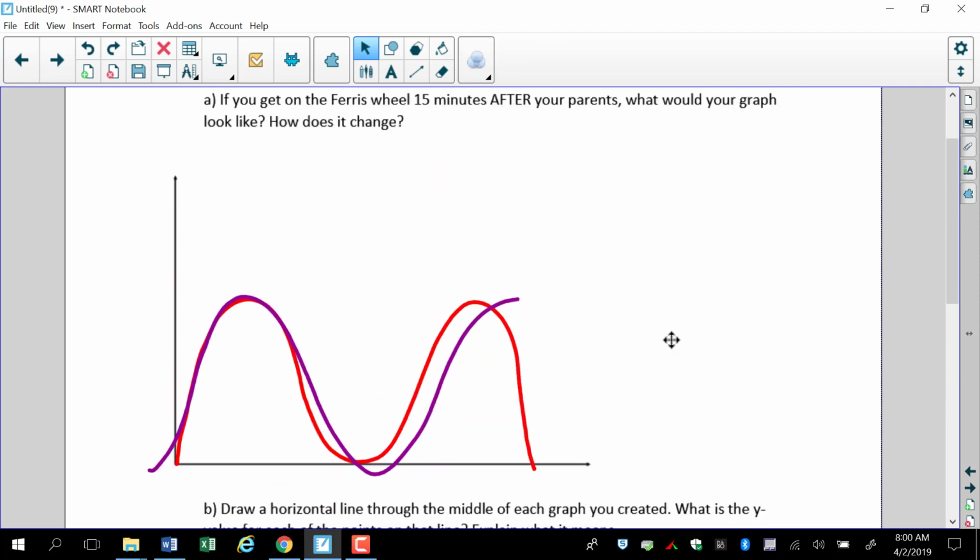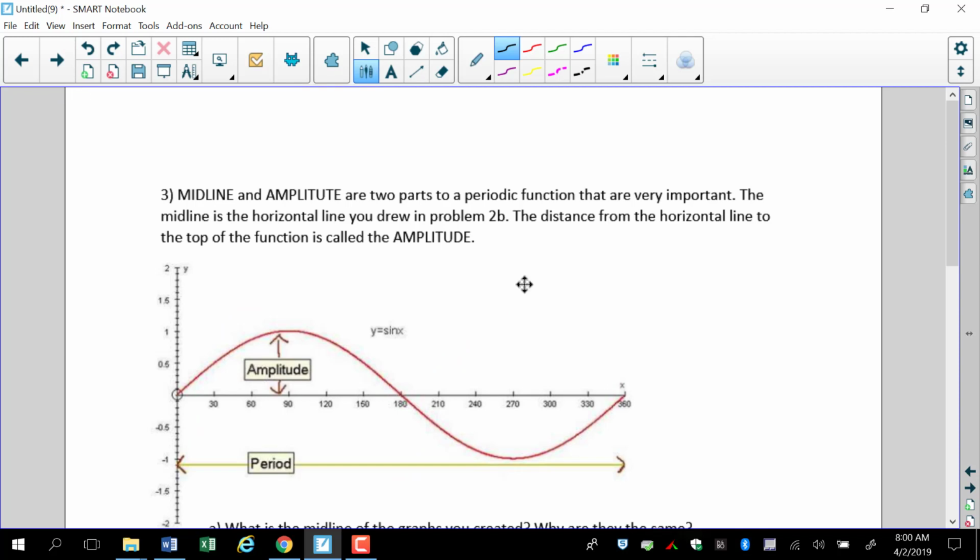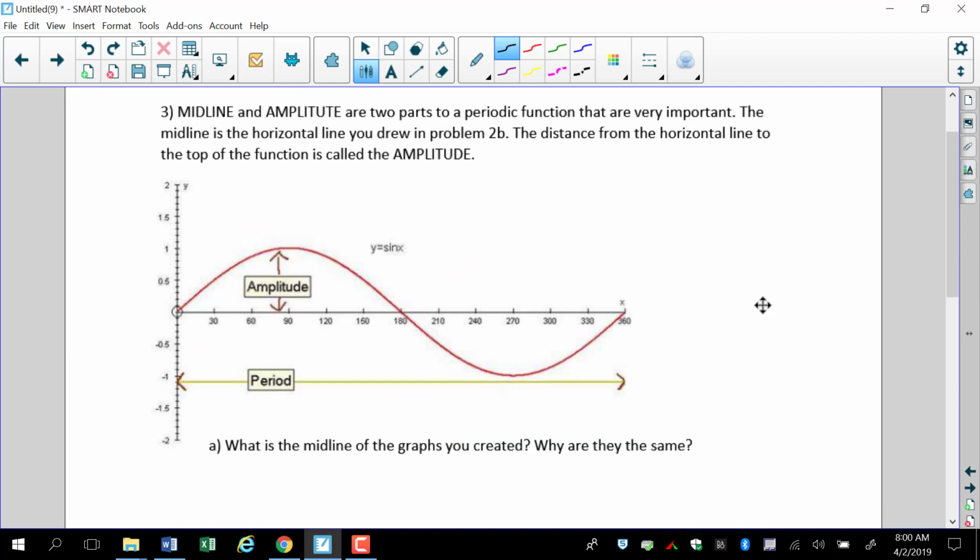So if we look also, and I just mentioned on the other page, this horizontal line that I'm referring to in the bottom problem, this is what we call the midline. And it's actually graphed better on the next page. So if you take a look at this next page, what we see here in the middle is called the midline.